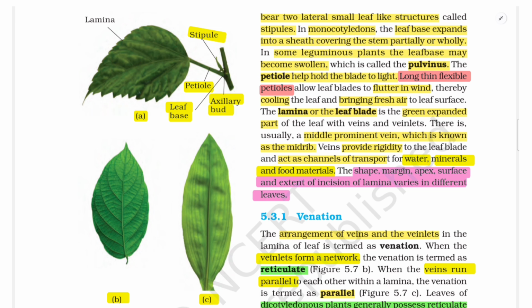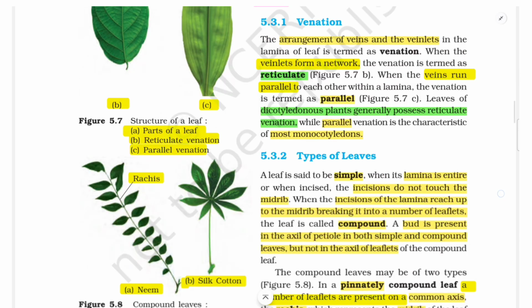The petiole helps hold the blade to light. Long, thin, flexible petioles allow leaf blades to flutter in wind, thereby cooling the leaf and bringing fresh air to the leaf surface. The lamina or the leaf blade is the green expanded part of the leaf with veins and veinlets. There is usually a middle prominent vein which is known as the midrib. Veins provide rigidity to the leaf blade and act as channels of transport for water, minerals and food materials. The shape, margin, apex, surface and extent of incision of lamina vary in different leaves.